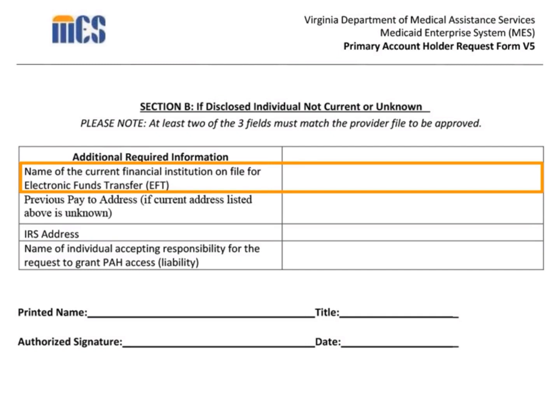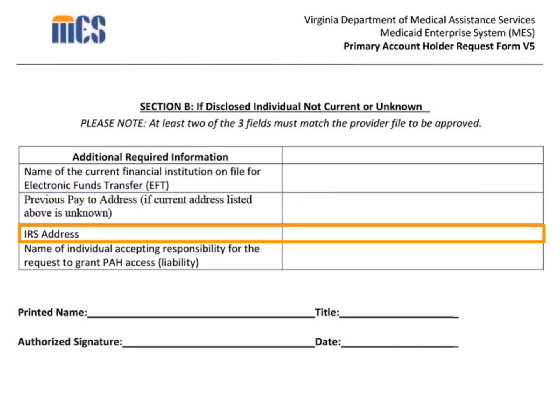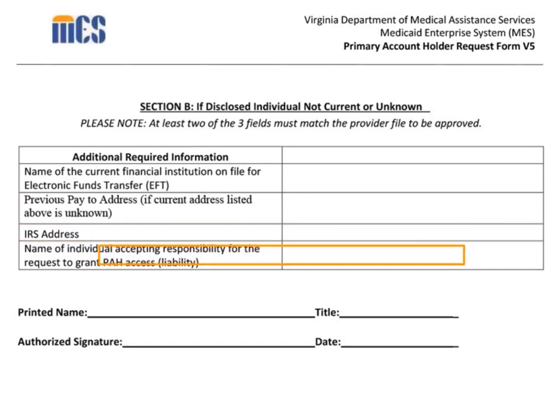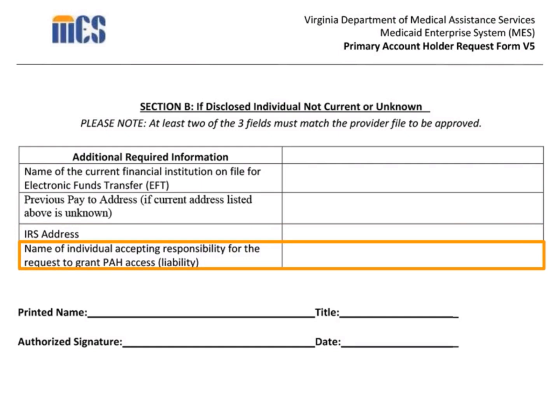This field is only applicable to providers who receive payments from DMAS. The second item asks for the previous Pay-To address if the answer was unknown to the Pay-To address item in Section A. The third item asks for the address that is on file with the IRS for the tax entity. The fourth item asks for the name of the person signing the form and accepting responsibility for the request to grant PAH access. This information is captured for liability purposes.